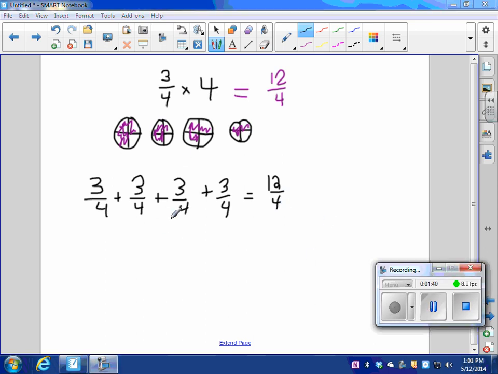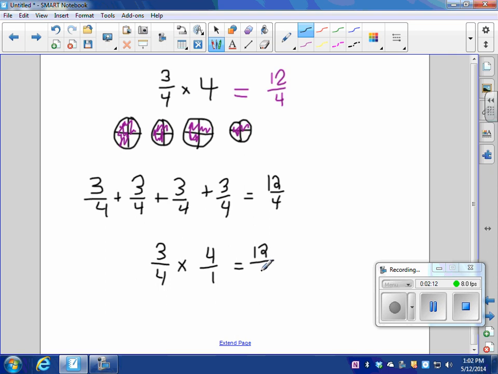A third strategy for multiplying 3/4 by 4 is to use the standard algorithm. Now, to make a whole number into a fraction, you simply put it over 1. Any number over 1 is the number itself. So when you put the 4 over the 1, now you can treat this as a standard multiplication problem, and you just multiply straight across. So 3 times 4 gives you 12, and 4 times 1 gives you 4.